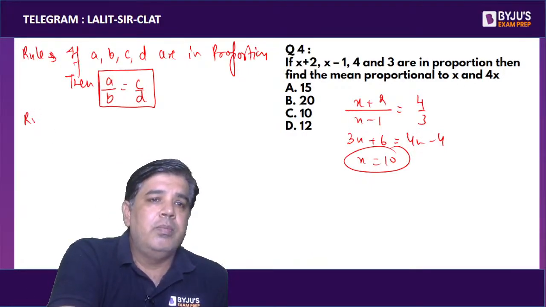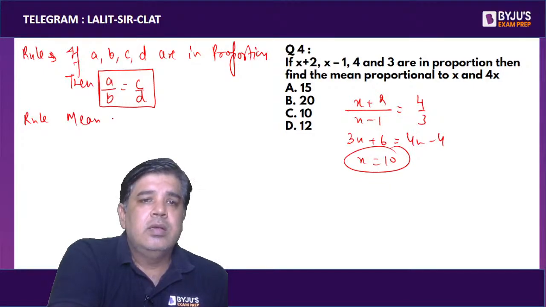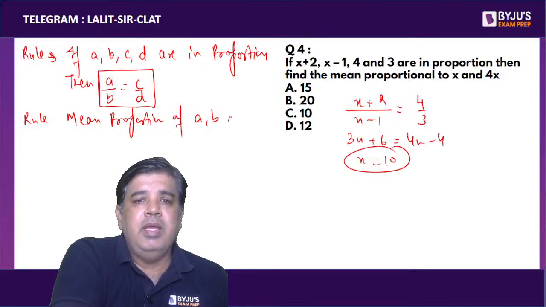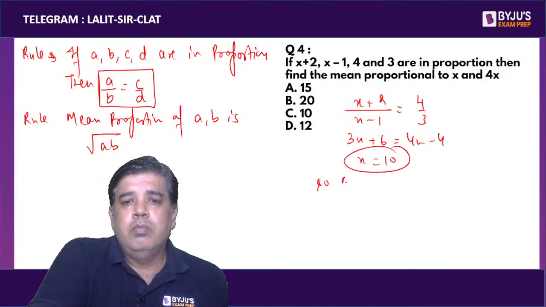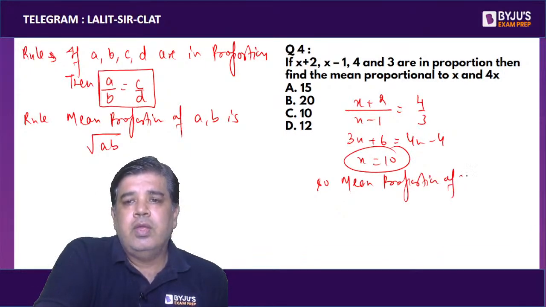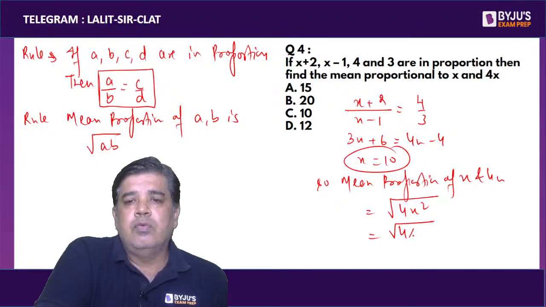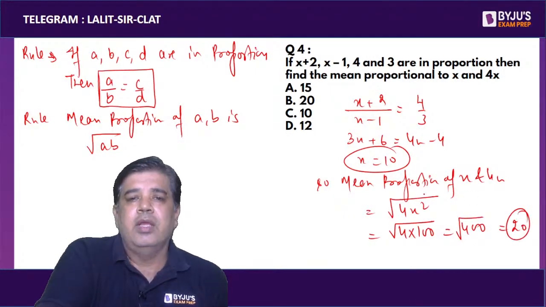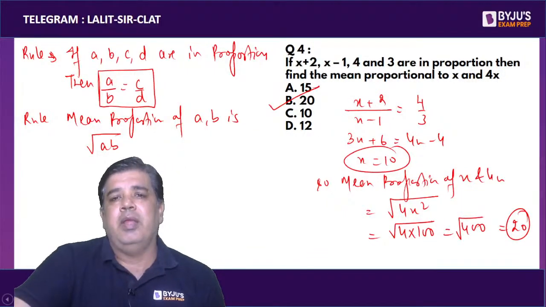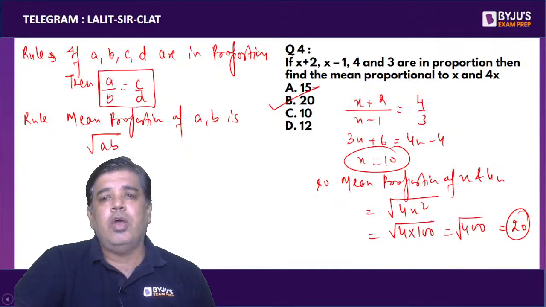What is the mean proportion of x and 4x? Now rule number 2: the mean proportion of A and B is the square root of AB. So the mean proportion of x and 4x is the square root of 4x squared, where x is 10. So 4 into 100, 400. Root 400 is 20. So the answer will be option B, 20. So this is based on the concept of proportion.